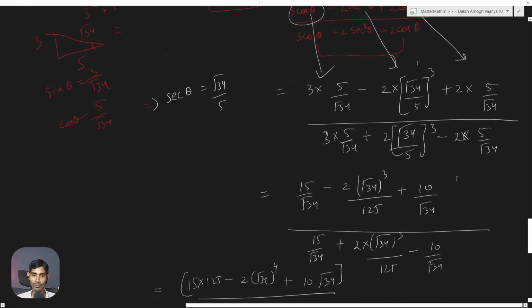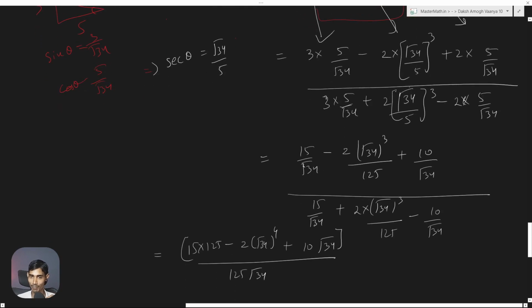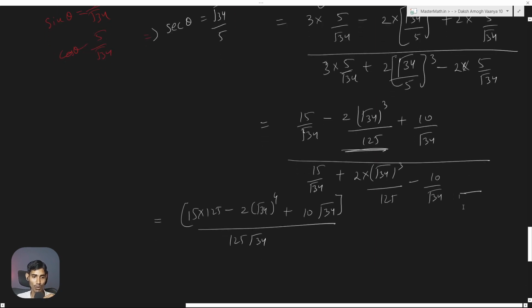Now the solving part is a little tricky. I'm expanding this, and this is what I got till now. Here I'm taking the LCM. So 125 root 34 is the LCM, and then we have to multiply this by 225, this by root 34, and this by 1. Oh, this is 125 again. Yeah, sorry. This is again 125.